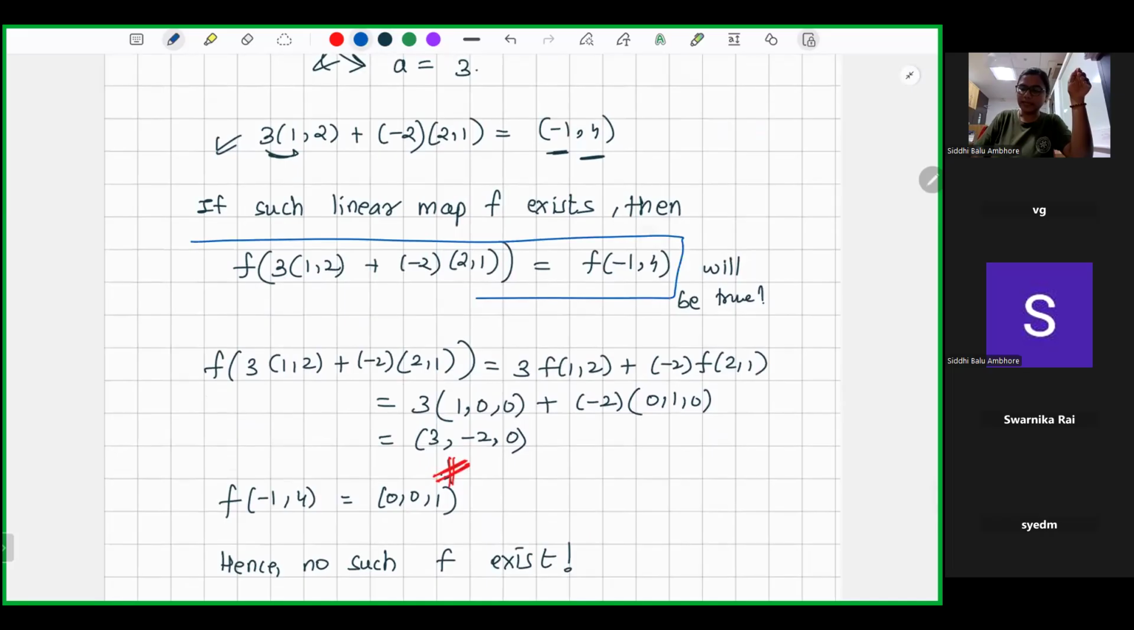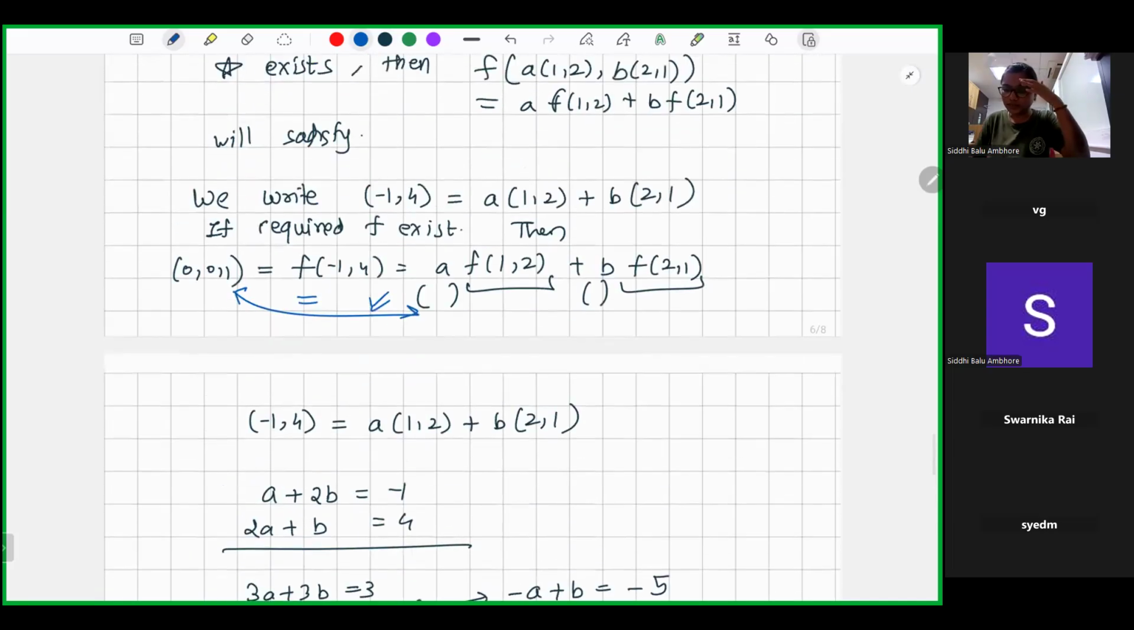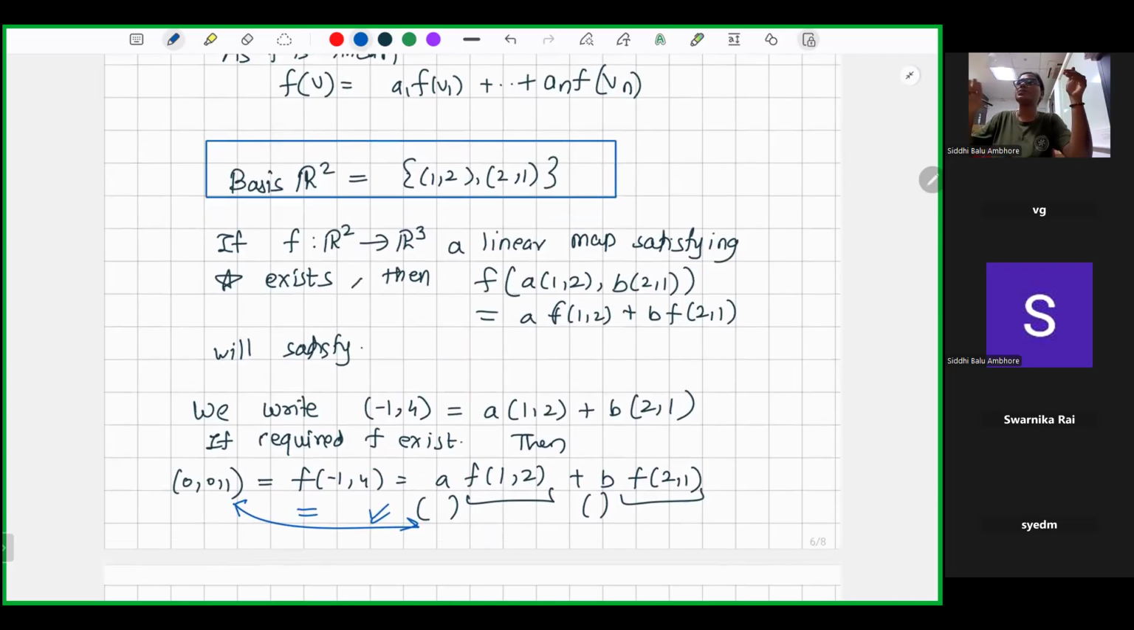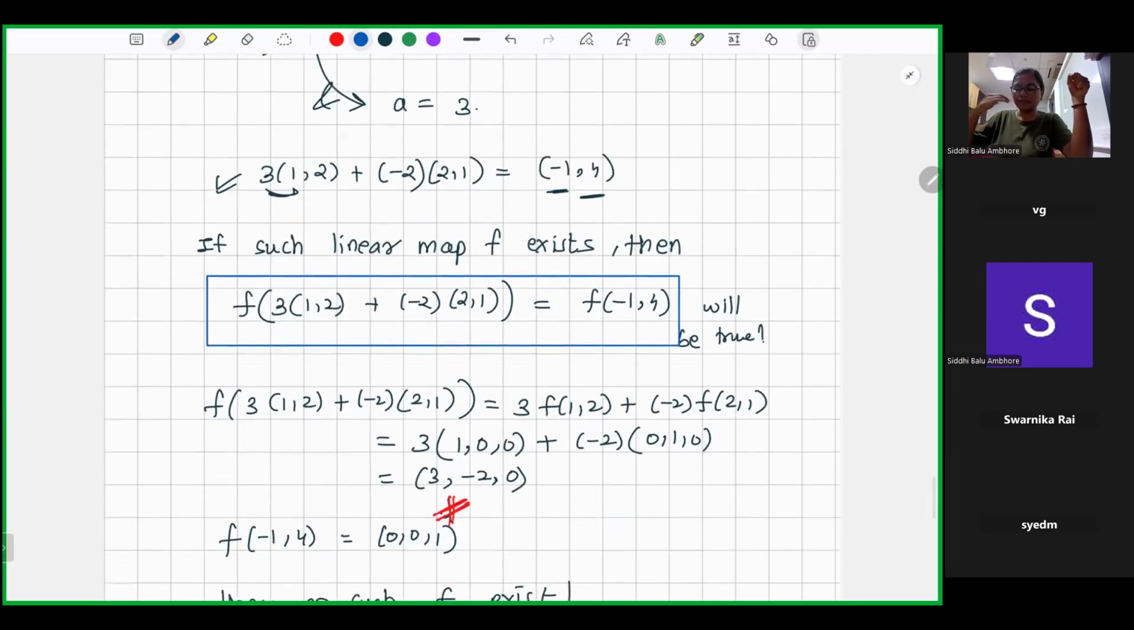That is not happening. And also this is a basis, right? This is a basis here. So if at all there is a way to represent (-1, 4) using these two vectors, it is unique. So this f, if at all it exists, will be uniquely defined on the basis. Once the basis is fixed, the way I want to define f will be unique.